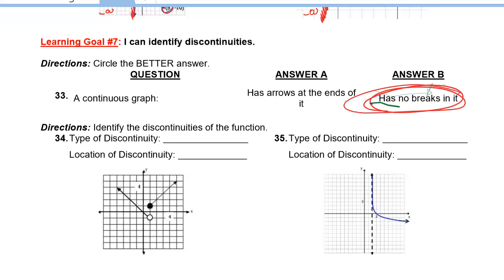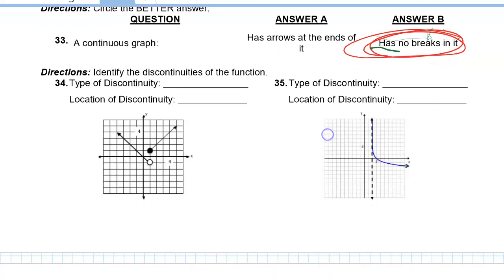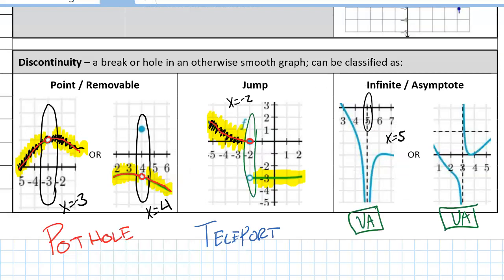A discontinuity means that there are breaks in the graph. And what types of discontinuities do we know? Well, we had 3 types of discontinuities. We called those point or removable, jump, and infinite or asymptote discontinuities.